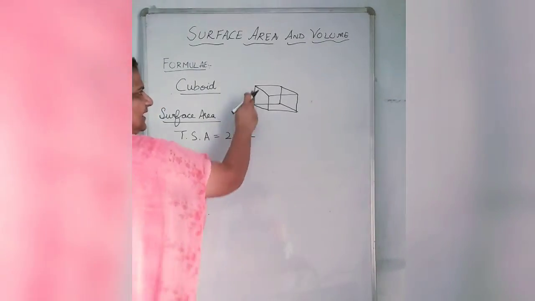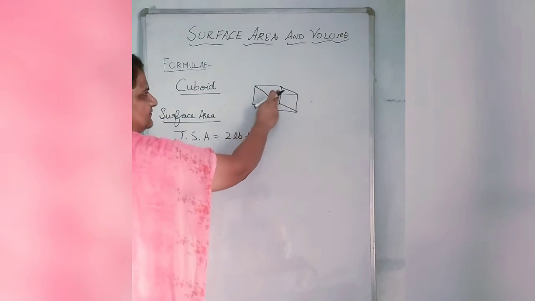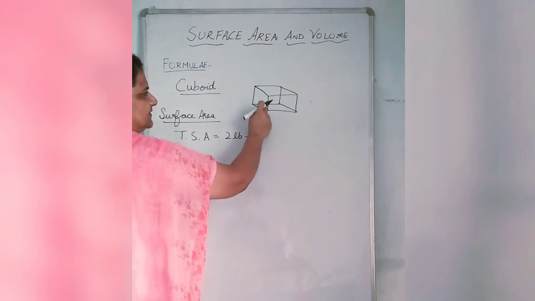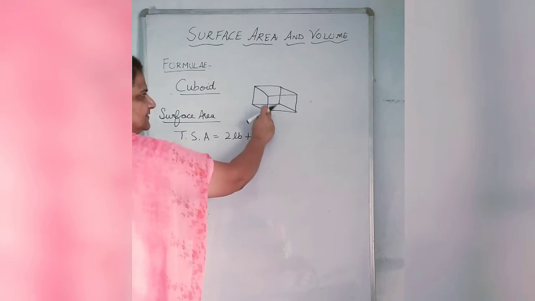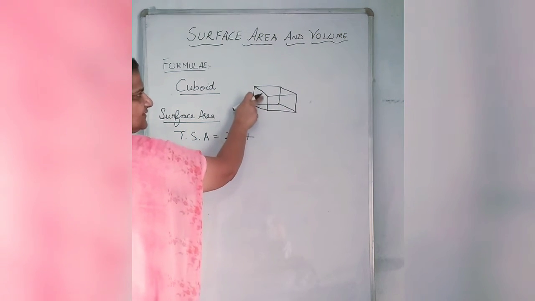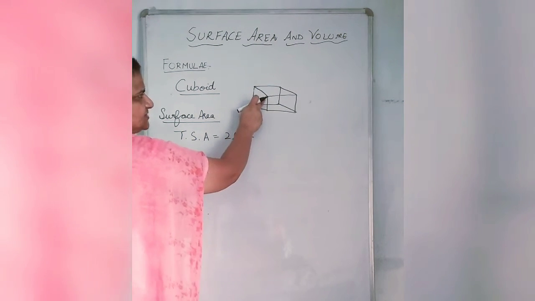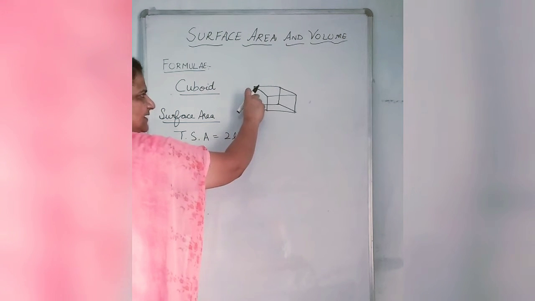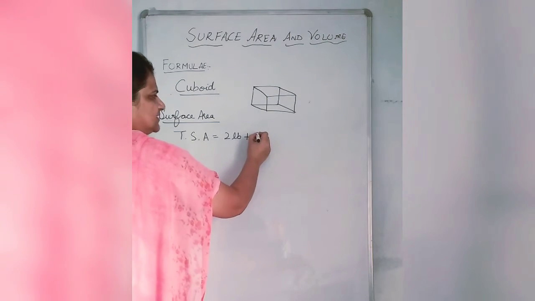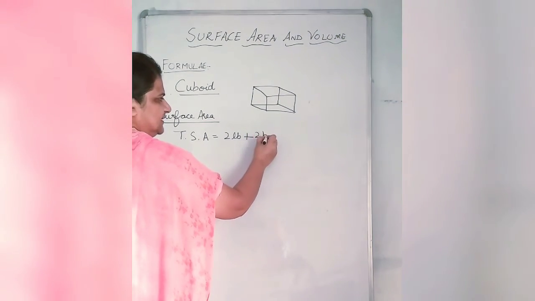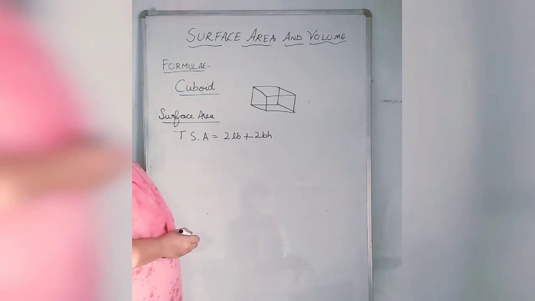Plus I have these 2 rectangles, 1 and 2, with this is your height and this is your width. So their area is h into b. This one rectangle with b into h area, this is second one. So I have 2 rectangles with area bh.